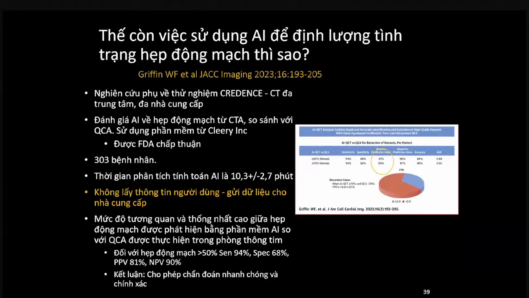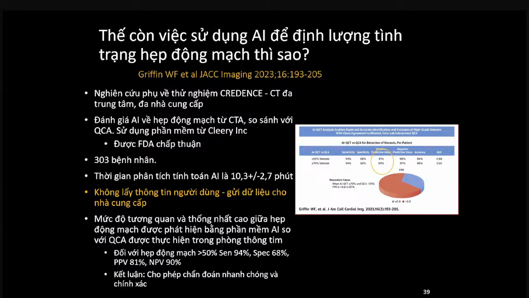What about using AI to quantify stenosis? This is a study that was published last year, which is multi-center and multi-vendor. The four major CT scan brands or vendors were used. AI was used for evaluation of stenosis from the coronary CTA. The brand is called Cleary. It's been FDA approved, and you can see the computational analysis time was very fast using AI software.